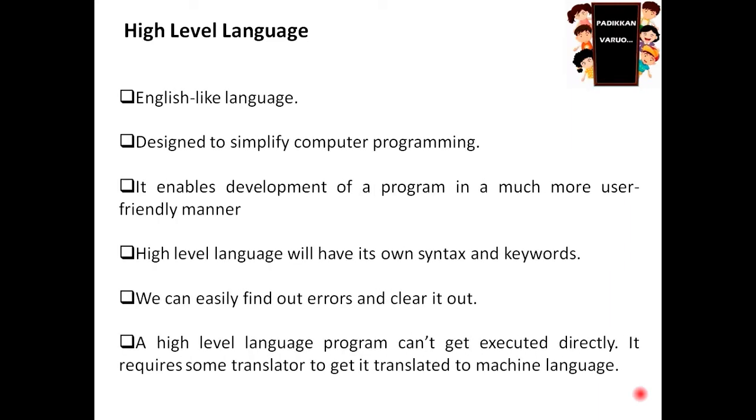The high-level language helps us to simplify programming, so we can easily develop software that is helpful for executing in a system, or we can easily develop applications that will be very helpful for executing on a mobile platform. So these are the features of a high-level language. A high-level language is similar to English and is specifically designed to simplify computer programming. It will help us to develop programs in a simple and less complex manner. It enables the development of a program in a much more user-friendly manner.